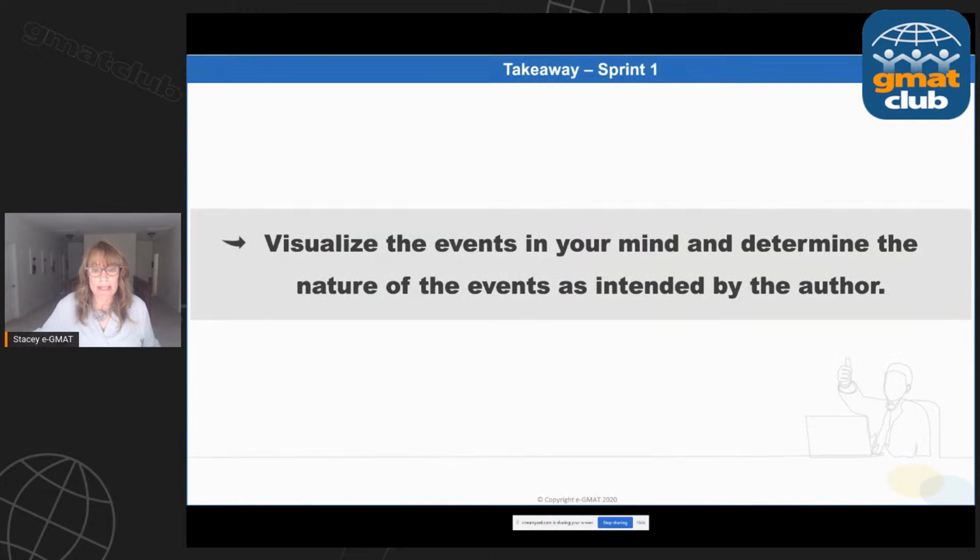We only have about 30 minutes left. I want to make sure you guys get everything in that you are here to get in. So the takeaway from Sprint 1, visualize the events in your mind and determine the nature of the events as intended by the author. See what story the author is intending to communicate. Check the verbs. Are the verbs communicating that story? Is it presenting the events the way the author intended? You only have the information presented to you by the author. That's what you're dealing with. Don't infer too much there.